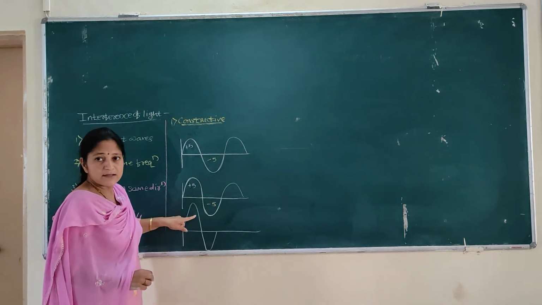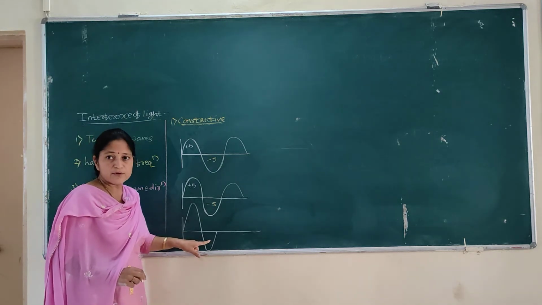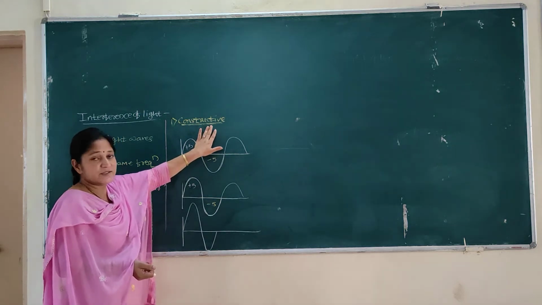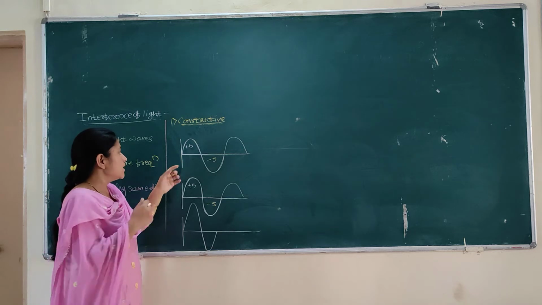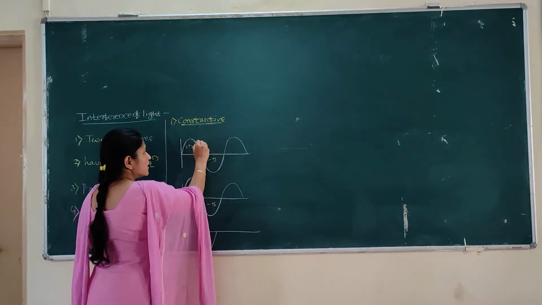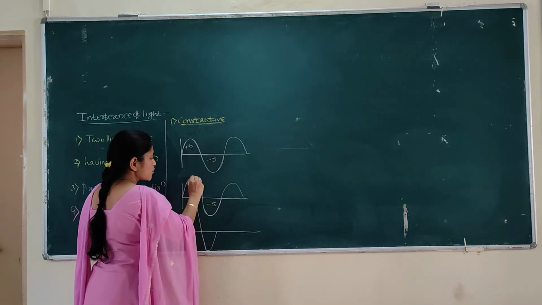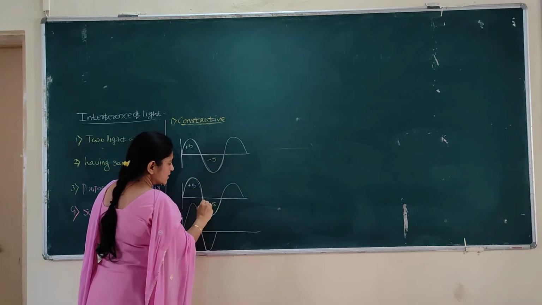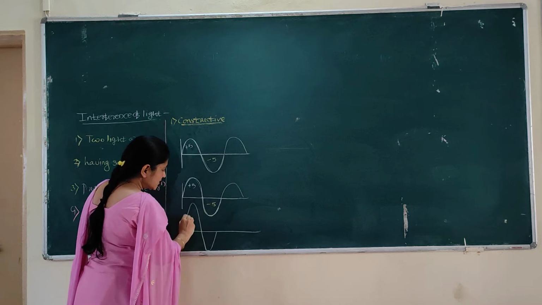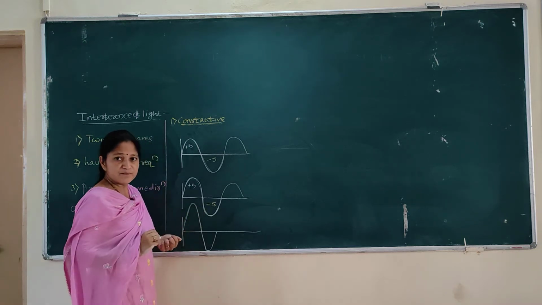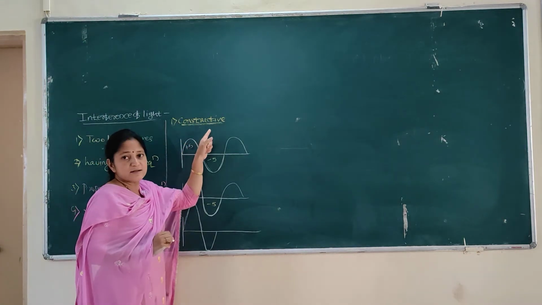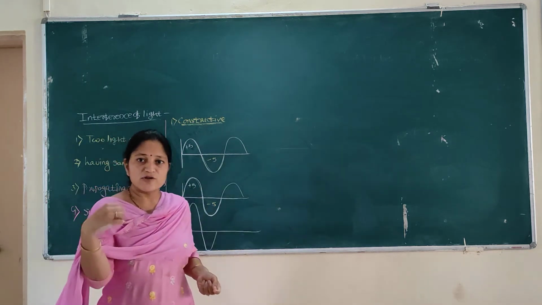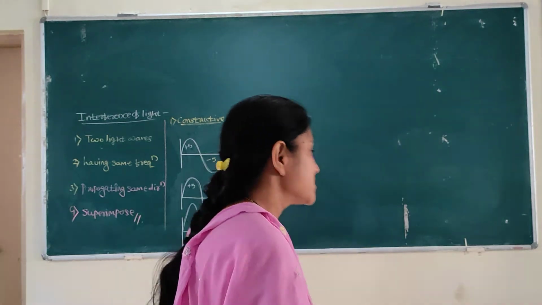Similarly, like a crest, there is a trough. So this is about constructive interference. One more time, I will explain. Constructive interference means if the crest of one wave overlaps with the crest of the other wave, or the trough of one wave overlaps with the trough of the other wave, the resultant amplitude is maximum, and it is said to be constructive interference. Now after that, we discuss the condition of constructive interference.